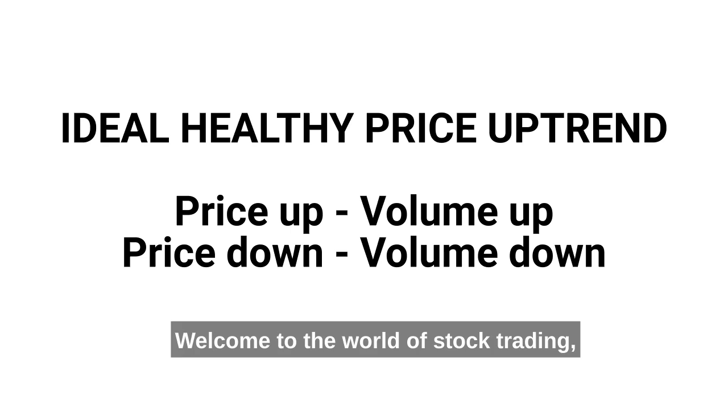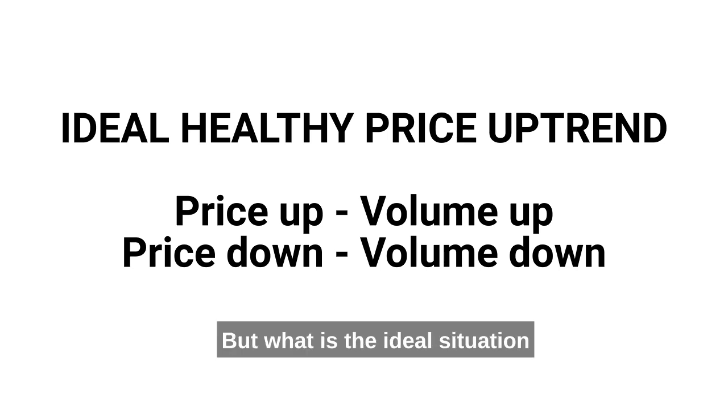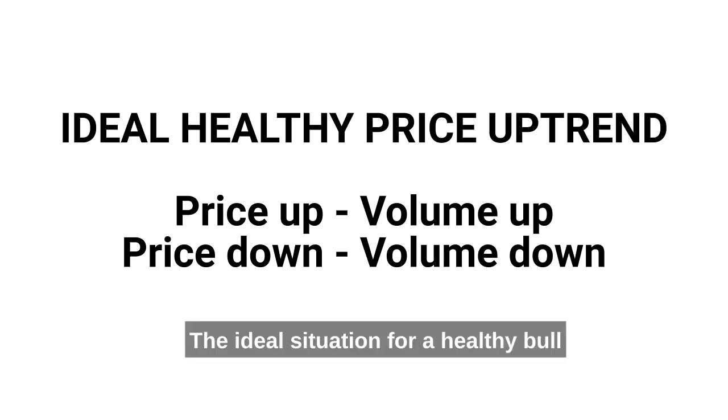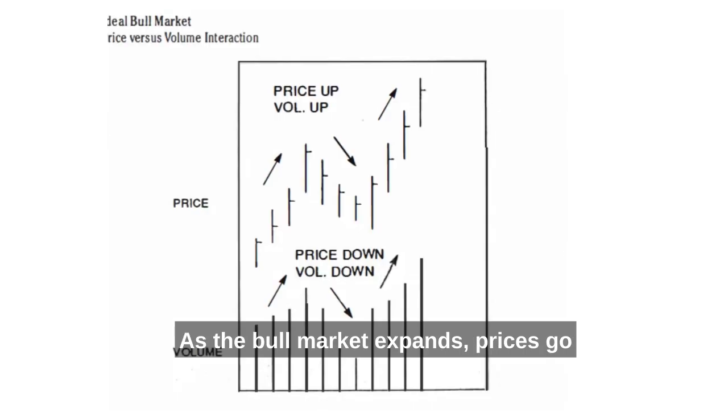Welcome to the world of stock trading, a world where prices fluctuate every day. But what is the ideal situation for a healthy bull market? Let's find out. The ideal situation for a healthy bull market occurs when volume moves up as the bull market expands. Prices go up and so does the volume.